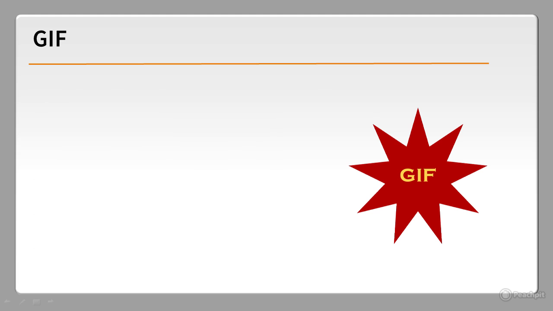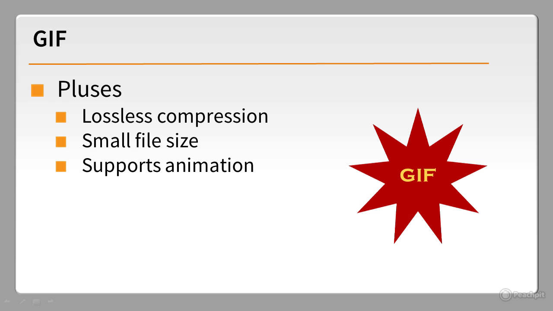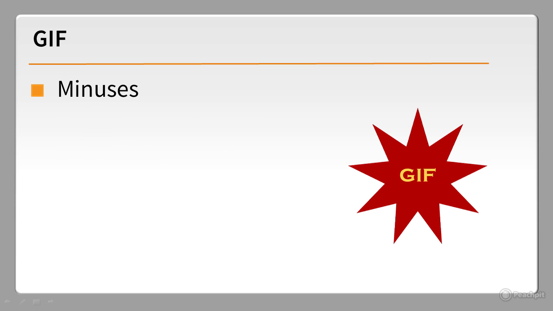GIF was the dominant format in the early days of the web. Let's look at its good points. It uses lossless compression. Image quality doesn't degrade when the file is compressed. It creates much smaller files than most other image formats. It supports simple animation. It also supports index transparency, which means that you can make one color, usually the background, transparent. A big drawback of GIF is that an image can consist of a maximum of 256 colors.